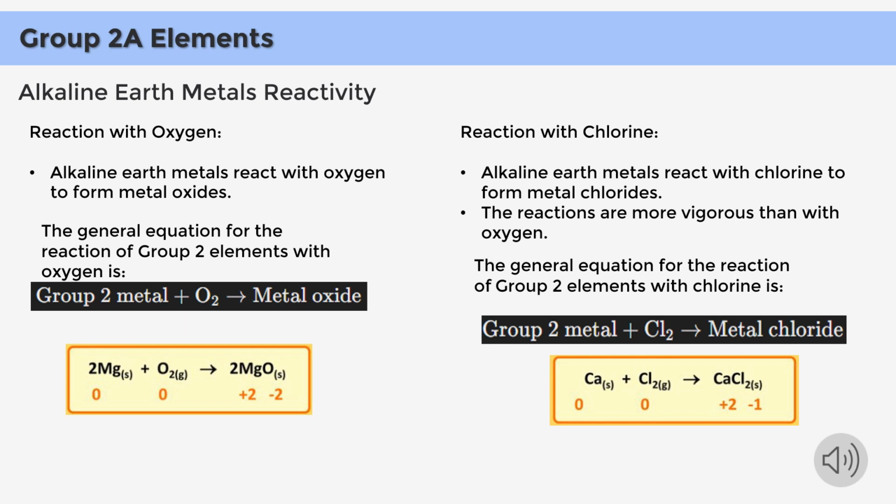Now let's talk about the reactivity of alkaline earth metals with oxygen and chlorine. When it comes to oxygen, the alkaline earth metals form a metal oxide, and the general equation for this reaction is that group 2 metals plus O2 will result in metal oxides. And when it comes to chlorine, the alkaline earth metals form metal chlorides, and the general equation for this reaction is that group 2 metals plus chlorine will result in metal chloride. The reactions with chlorine are more vigorous than with oxygen.